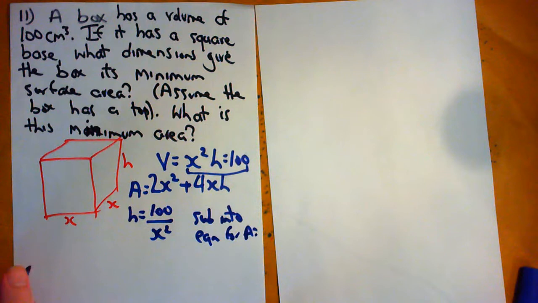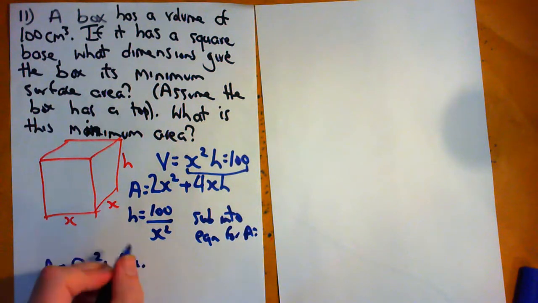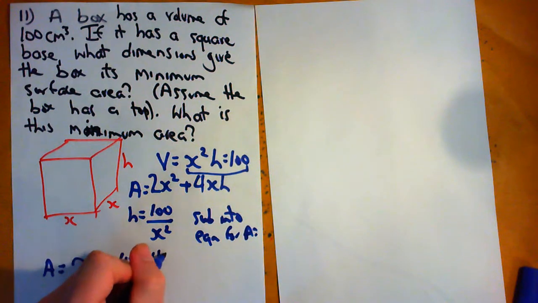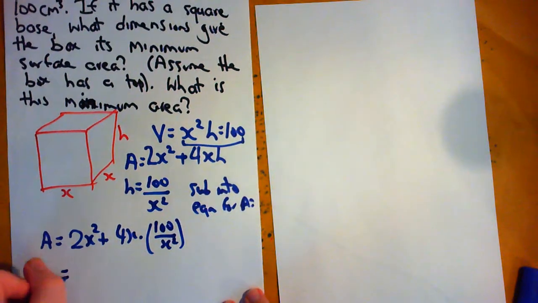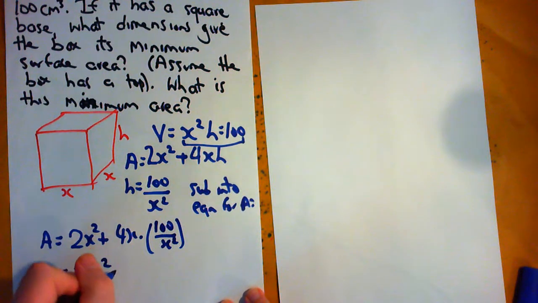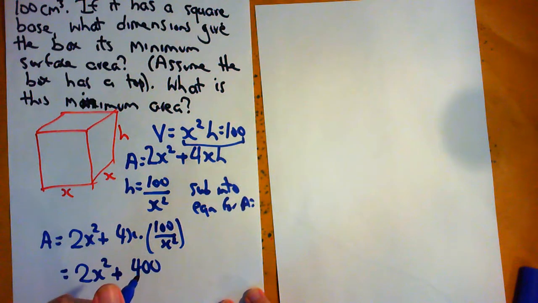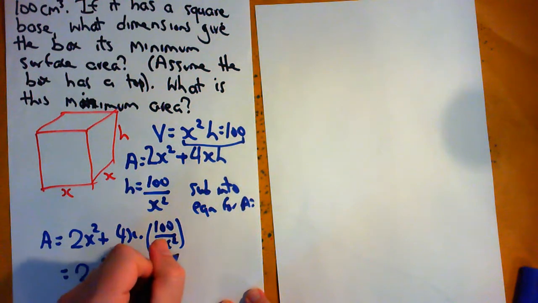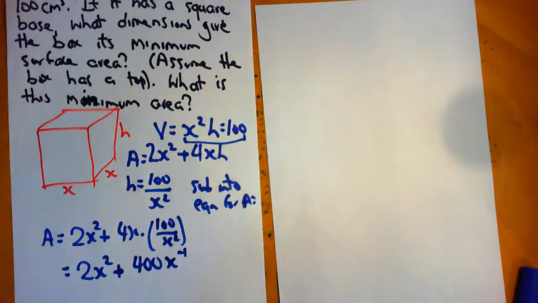A. So if we do that, we get A equals 2x squared plus 4x times h, which is 100 over x squared, which is going to be 2x squared plus 400x over x squared, so that's going to be 400 x to the power of -1. So we've got a form that we can use to differentiate. We can differentiate that function, so let's go ahead and do that.